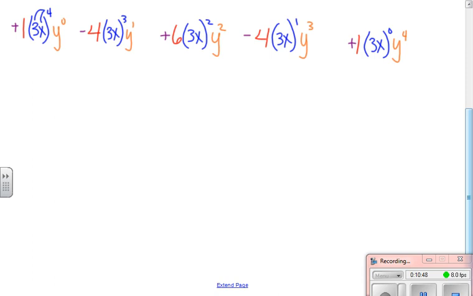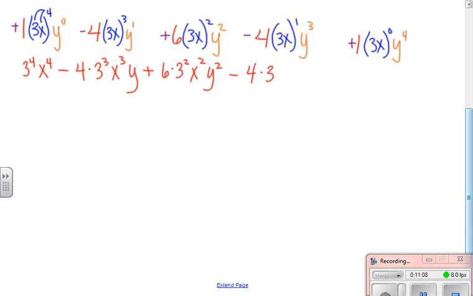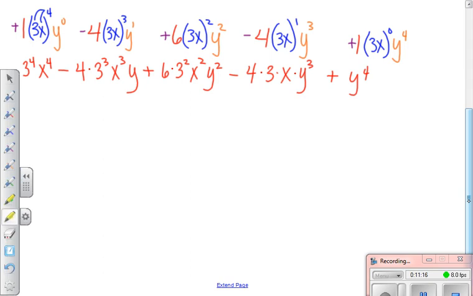So instead of just having those simple terms that I could combine and be done, now I have a little bit of algebra work to do in the fact that I have 3 to the fourth, x to the fourth, y to the 0 is 1, minus 4 times 3 cubed, x cubed, y, plus 6 times 3 squared, x squared, y squared, minus 4 times 3 times x times y cubed, plus y to the fourth. So what I've done is I have distributed, I've applied the power rule to those parentheses, and I have raised the entire thing to its appropriate power.